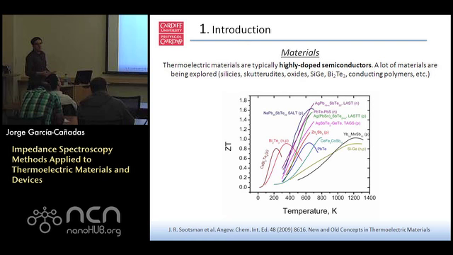There is a wide range of materials in thermoelectrics. There are typically highly doped semiconductors. There are silicides, skutterudites, oxides, silicon germanium, bismuth telluride, which is the most standard compound and the one which is currently on the market. And also conducting polymers have recently shown some attractive properties. There is a list of the different materials against ZT and the temperature range where they usually operate.